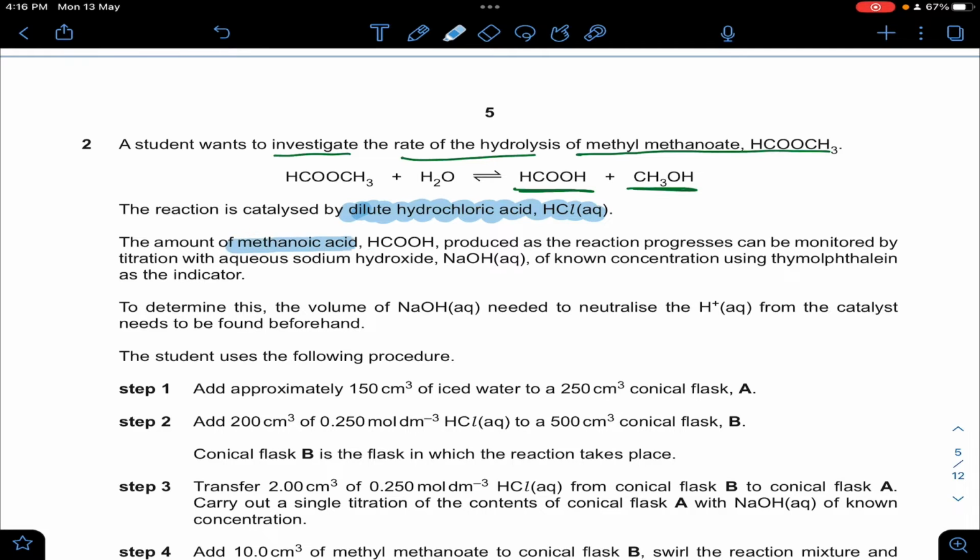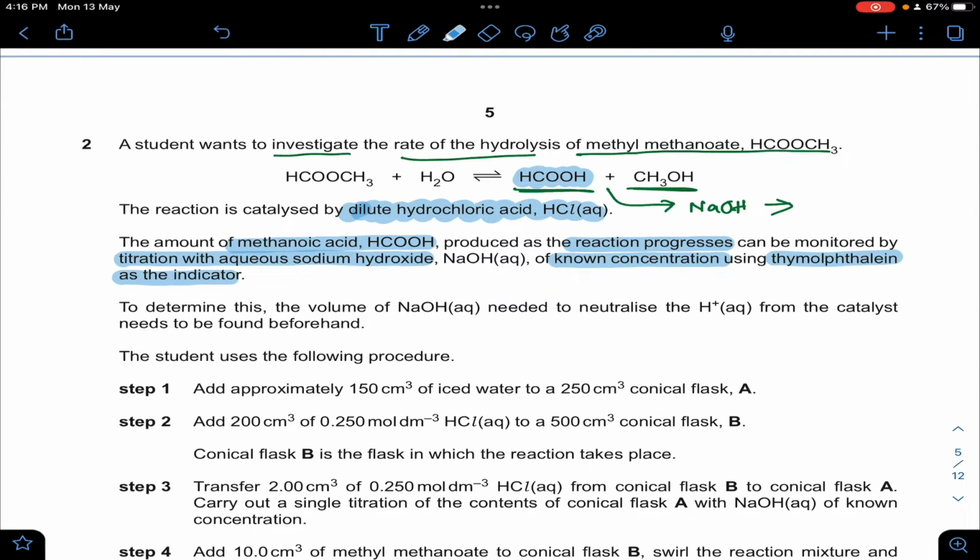The amount of methanoic acid produced as the reaction progresses can be monitored by titration with aqueous sodium hydroxide. So, the amount of methanoic acid that will be produced can be determined by reacting it with sodium hydroxide. An acid base reaction will occur between methanoic acid and sodium hydroxide of known concentration, using thymolphthalein as an indicator.